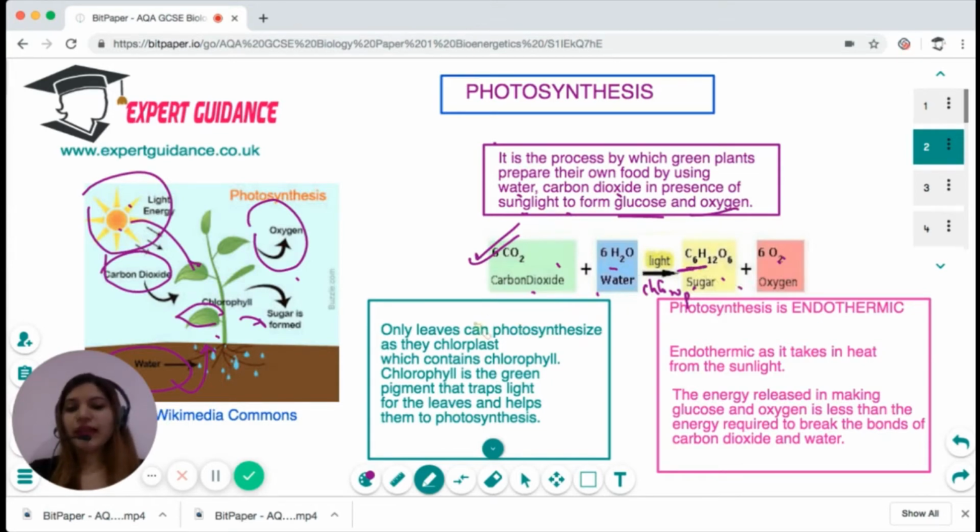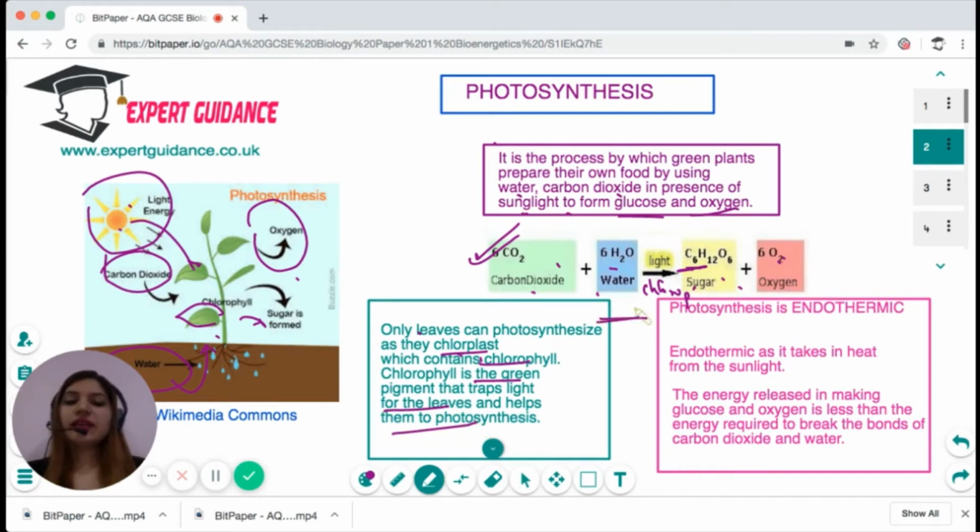Okay, now why only leaf can photosynthesize? Why not roots? The reason for that is the presence of chloroplast. The leaves have chloroplast, which contains chlorophyll, a green pigment that can trap light energy for the leaves, and helps them to photosynthesize.